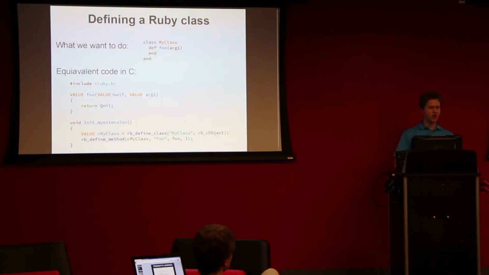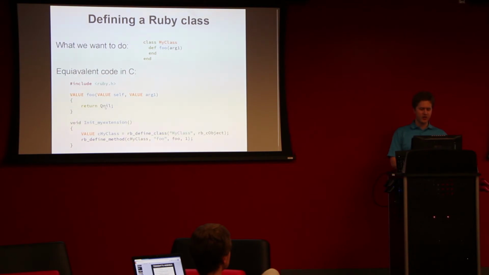So then in the foo function itself, you'll notice that it takes 2 arguments. So I said it was only going to take 1 argument, but it takes 2. And that's because the first one is actually the object that is receiving the method call. And that's important because in Ruby, there's always this concept of self. And you always need to be able to access self and call methods on self or look at the instance variables in self. But we're not doing anything in this method yet. We're just returning Qnil, which is just how you refer to nil when you're writing a Ruby C extension.